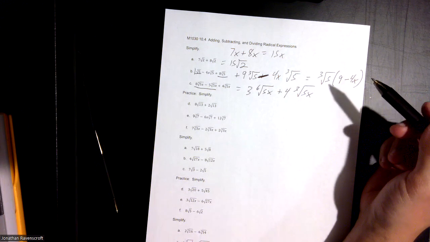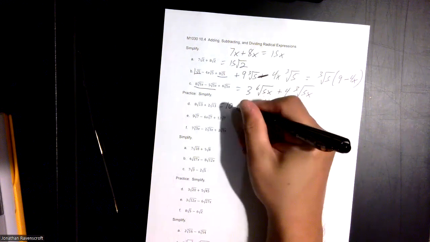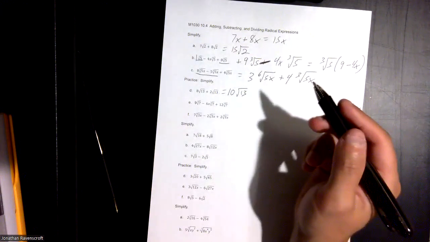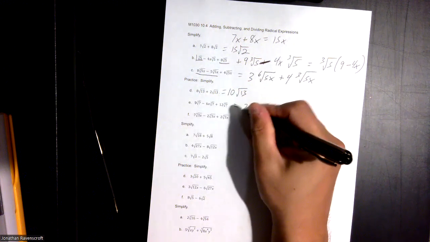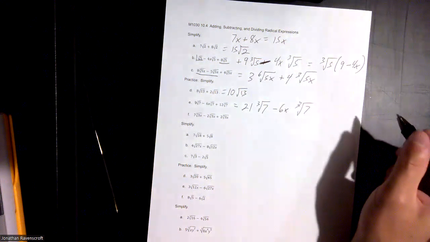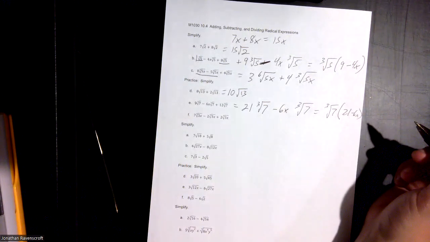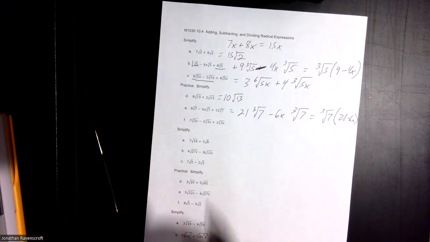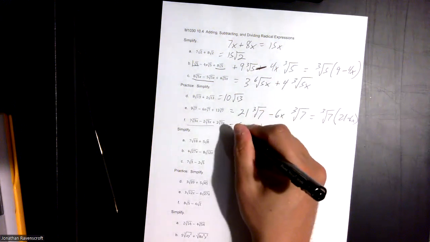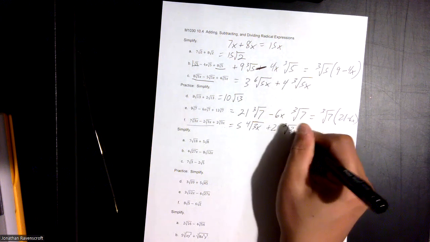Try out the practice problems. They'll work the same way. Make sure they're the same radical. Square root of 13 plus square root of 13 makes 10 square root of 13. Everything is 3rd root of 7, so that's 9 and 12 make 21 cube root of 7 minus 6x cube root of 7. If you really wanted to, you could take out cube root of 7, 21 minus 6x. For the last one, make sure the indexes are the same. These two are the same. 7 minus 2 is 5 4th root of 3x plus 2 3rd root of 3x.